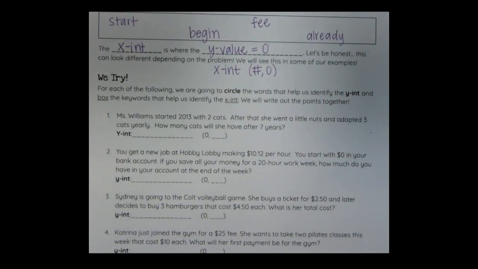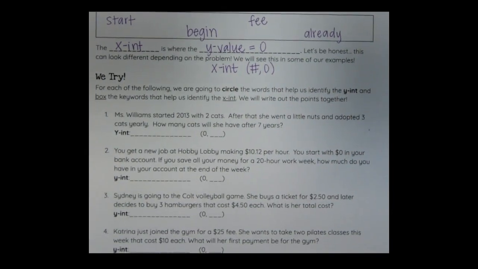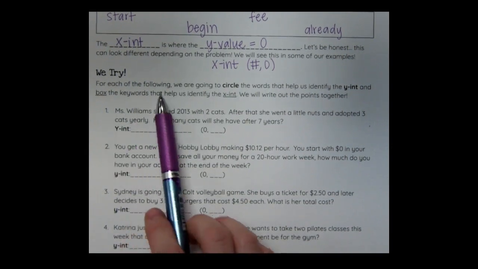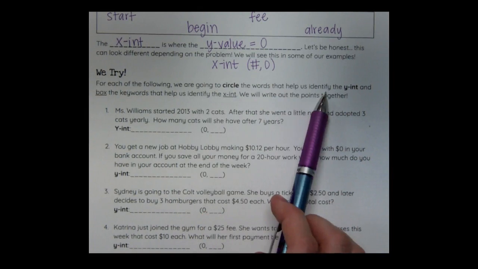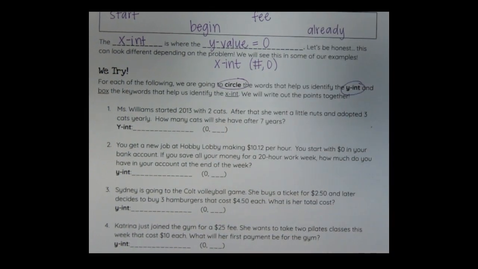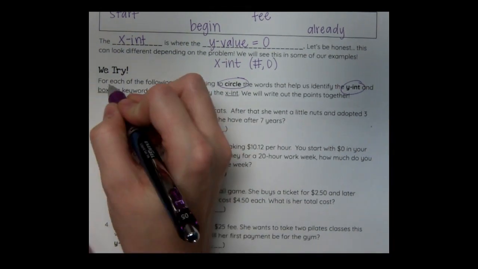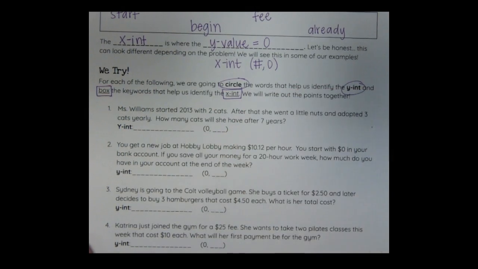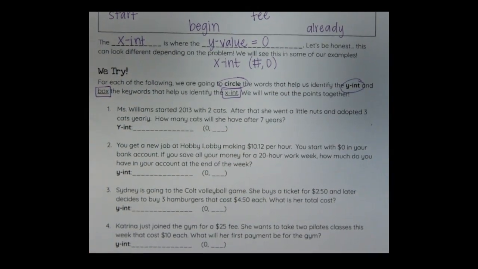Let's try some problems together and kind of break down these word problems. So it says for each of the following, we're going to circle the words that help us identify the y-intercept. So we're circling the y-intercept, and we are boxing the keywords that help us identify the x-intercept. And like I said, sometimes that happens and sometimes it doesn't.